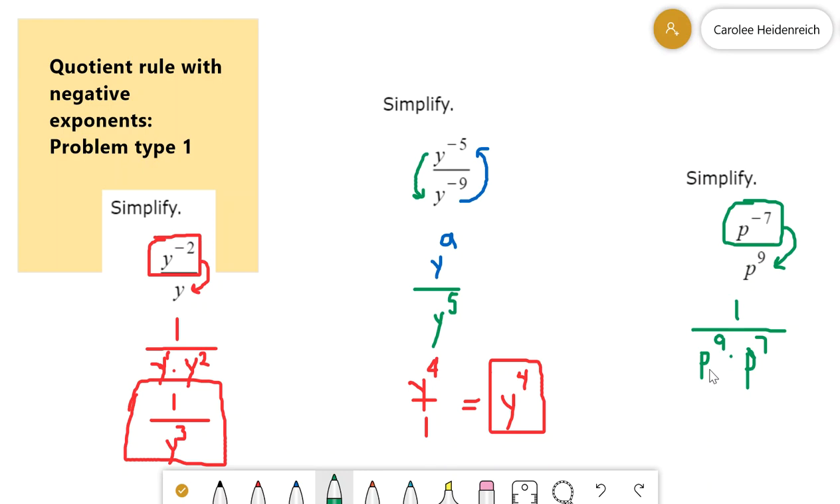In the denominator, we have multiplication of like bases, so we add the exponents. And the reasoning for that is if you wrote this p to the 9th out, you'd have 9 p's being multiplied together, and then you'd have 7 more p's being multiplied together. So altogether, that's 16 p's being multiplied in a row together. So p to the 16th in the denominator there. And that's the final answer for that one.